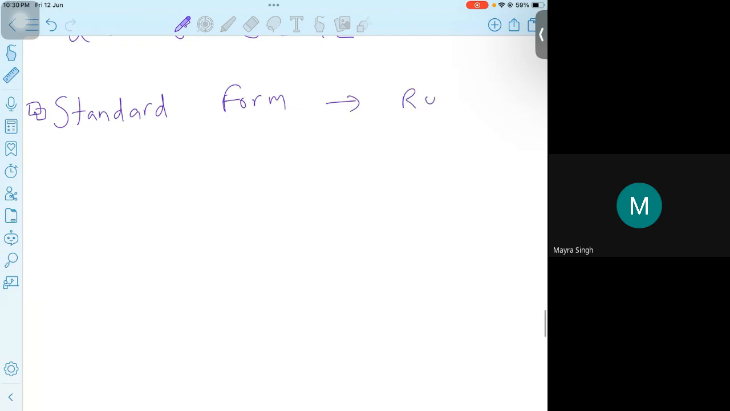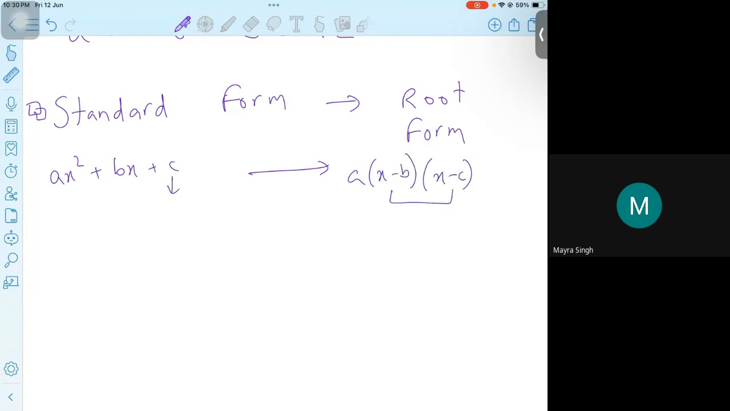To the root form. If you can't recall, standard form was ax squared plus bx plus c, and it's going to get converted into a(x - b)(x - c), where these are the x-intercepts, this is the y-intercept, and this is the shape. This is also the shape. Okay, let's just write this once again for your revision.